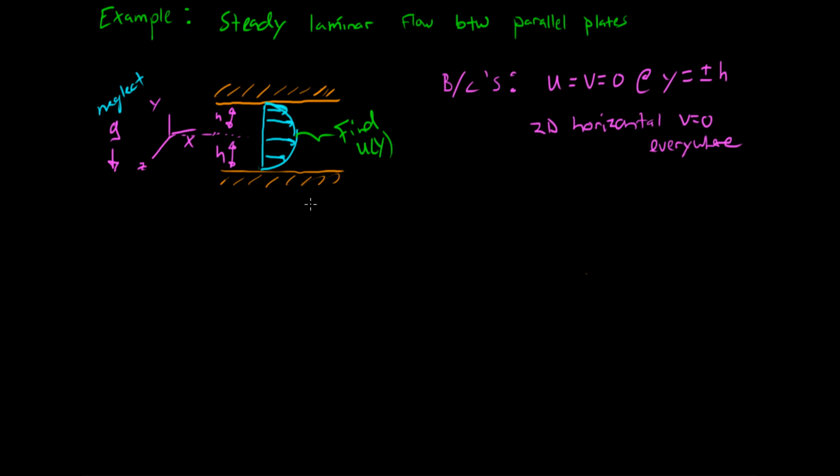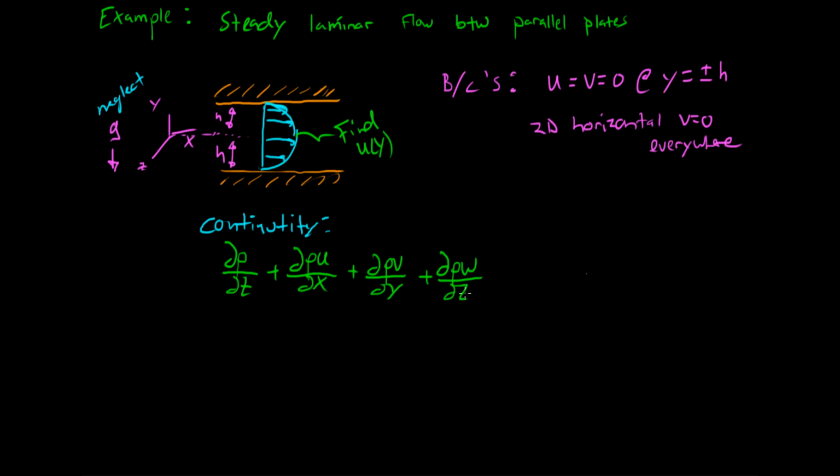We want to find u of y, and that's going to happen by putting the continuity and momentum equations together. So let's start with continuity, which tells us in its most general form that dρ/dt plus d(ρu)/dx plus d(ρv)/dy plus d(ρw)/dz is equal to 0. Let's apply as many simplifying assumptions as we can. First off, it's steady, so that gets rid of the time derivative.